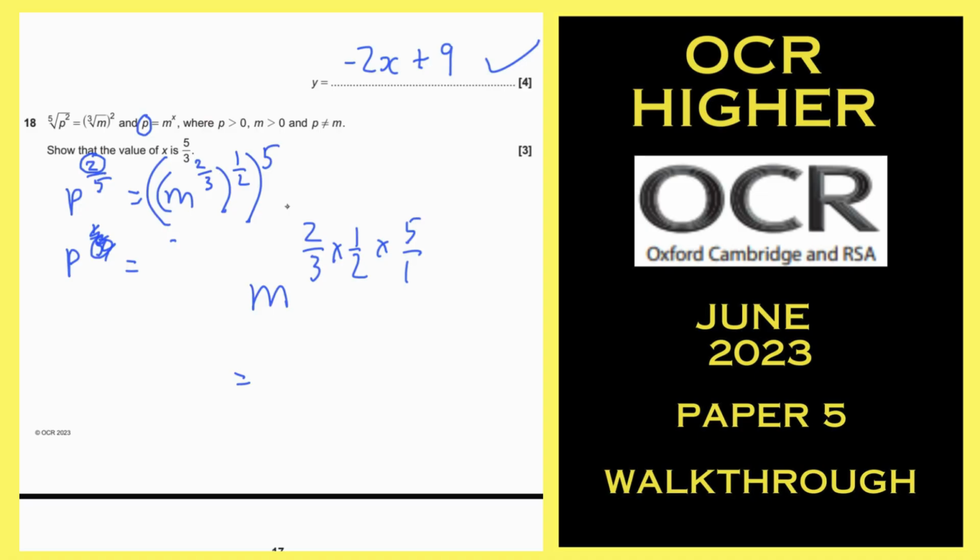And you'll never guess what happens. 2 times 1 times 5 is 10. 3 times 2 times 1 is 6. And hey presto, it cancels down. Now it's worth mentioning, if you want a quicker way of doing this, let's just show you how to go about it.